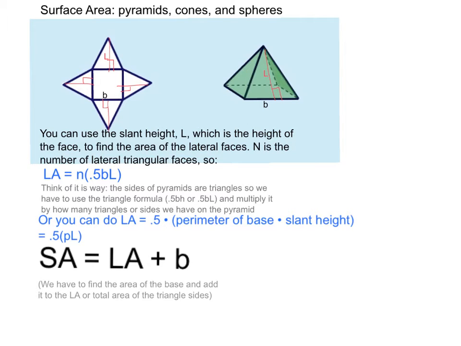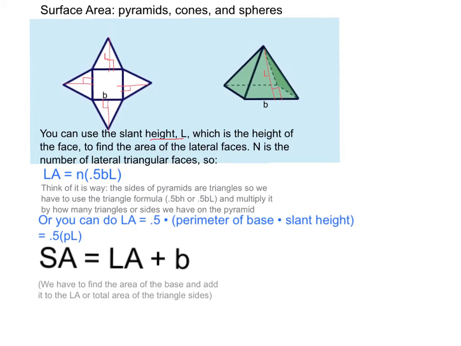You can use the slant height, which we see as the pink lines here, here, here, here, and here. And the slant height is the height of the face. So we can use the slant height to find the area of the lateral faces. Remember that the lateral faces are basically the sides. And N stands for the number of lateral triangular faces.